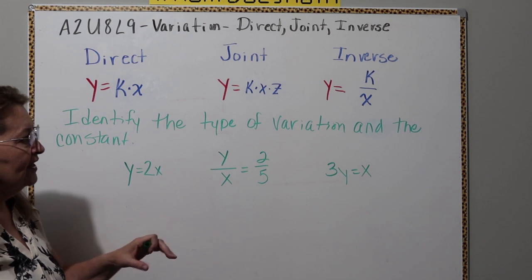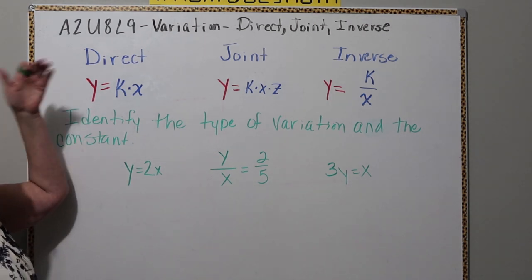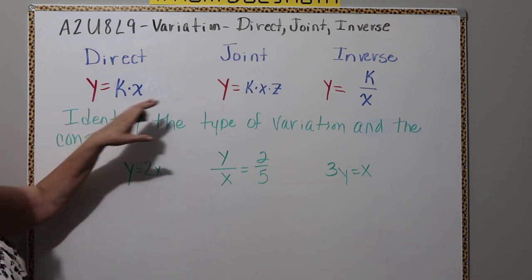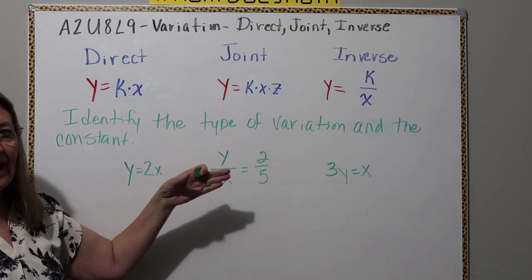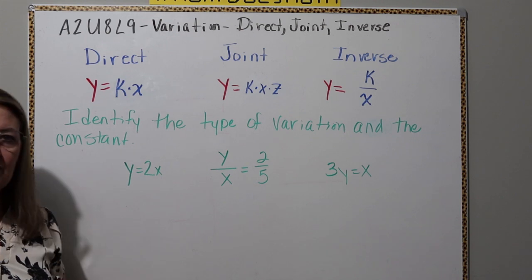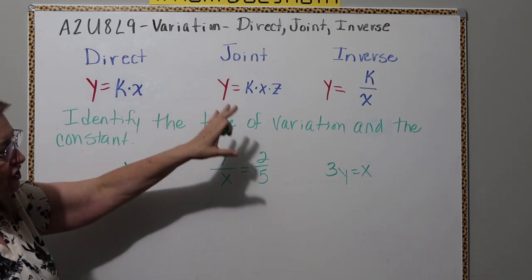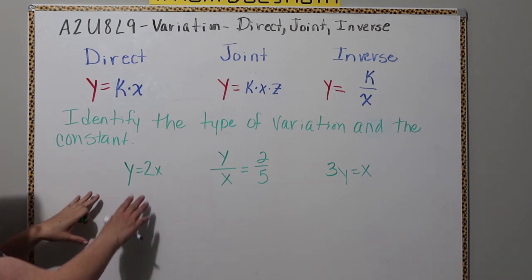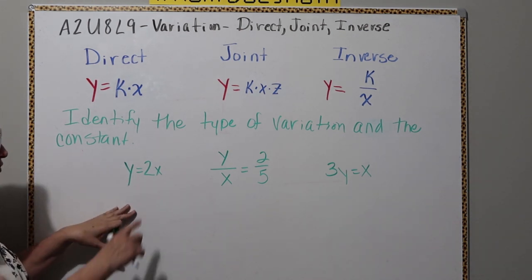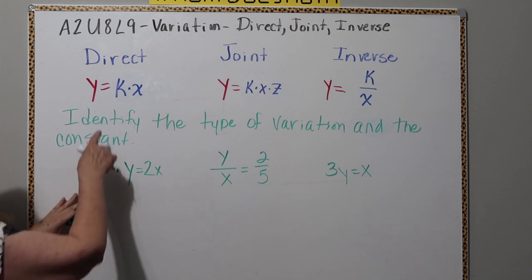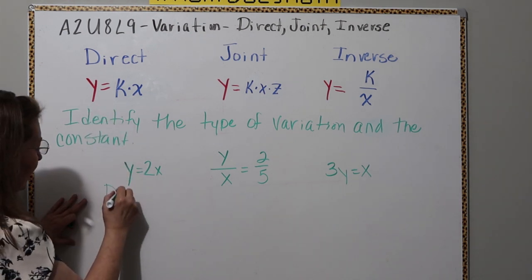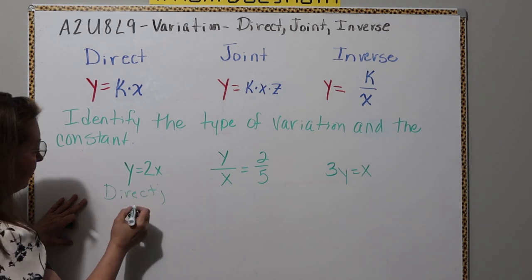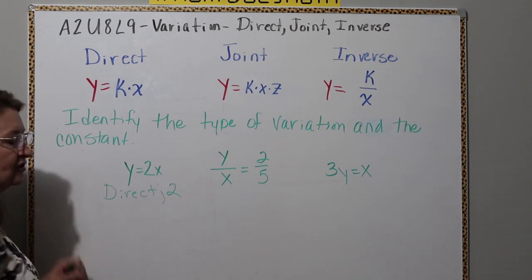For each of these three examples, we want to identify the type of variation and the constant. If you notice on all of your models, what do you have to start with? You have y equals. So before you can match it to a model, you have to convert it to that form. Right? This one is already y equals some number times x. So of course, this is your direct. And what is your constant? Well, it's the number multiplied by x. So your constant is 2.